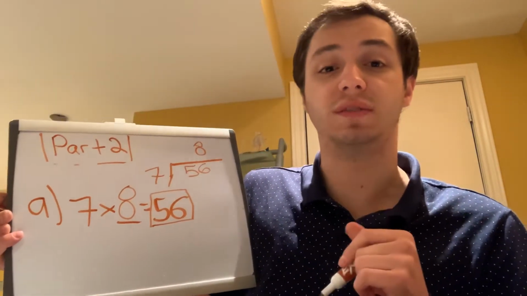So you can pause the video now and work on parts B through F. So once again, first solve the missing number in the multiplication problem, and then you're going to write that problem as a division problem. So you can pause the video now, and then I will see you guys in part 3.